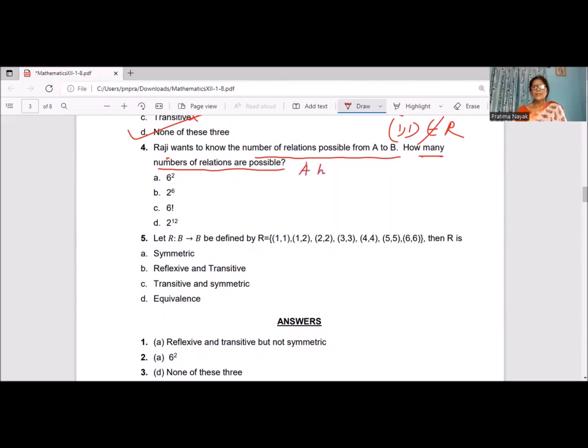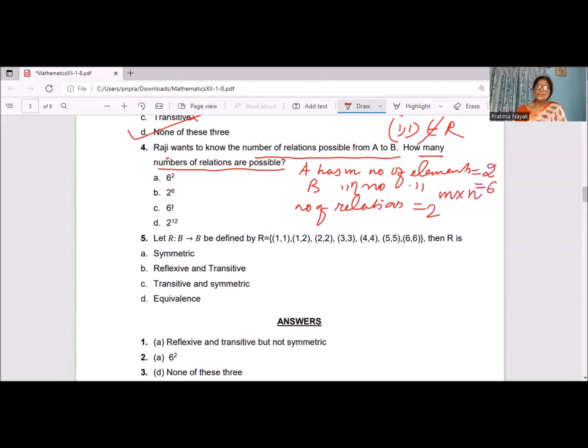Set A has m number of elements. I am writing the formula, you can note it down. B has n number of elements. Then the number of relations is 2 to the power m into n. So here m is 2, n is 6. So it will be 2 to the power 6 into 2. That will be 2 to the power 12. So 2 to the power 12 is the answer. D is the answer to this question.